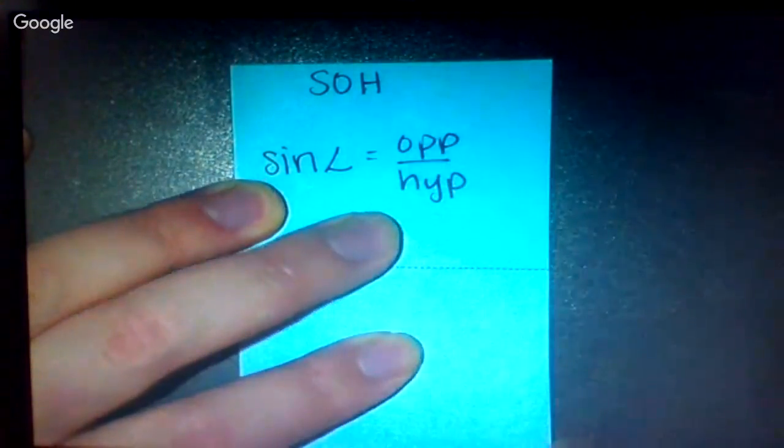So, the first one was sine. So it's SOH. The way we set this up, it is the sine of your angle, whatever angle it is. If it's a 45-degree angle, a 27-degree angle, whatever it is, that is going to equal your opposite side divided by your hypotenuse.